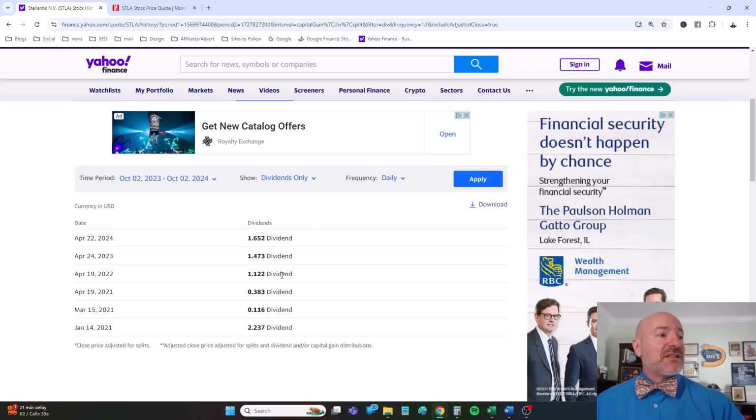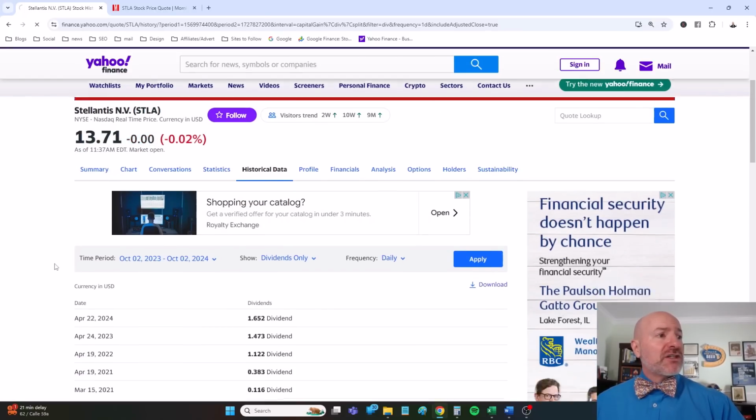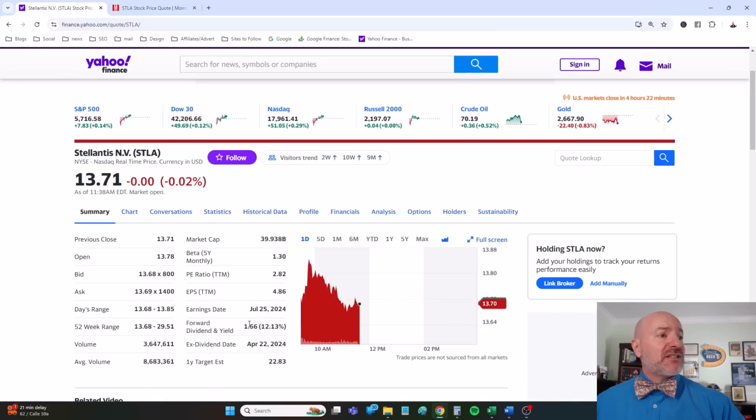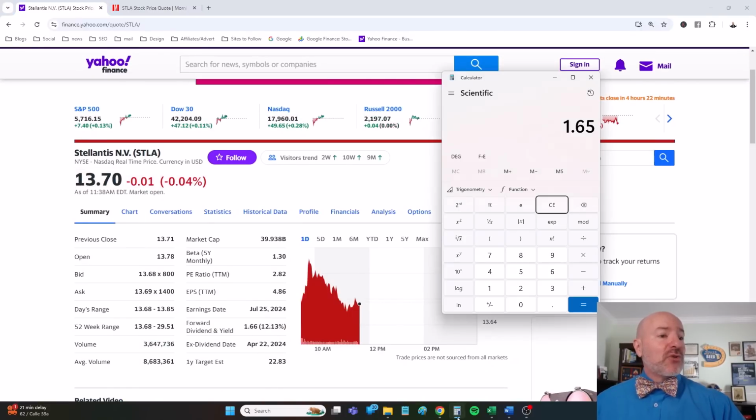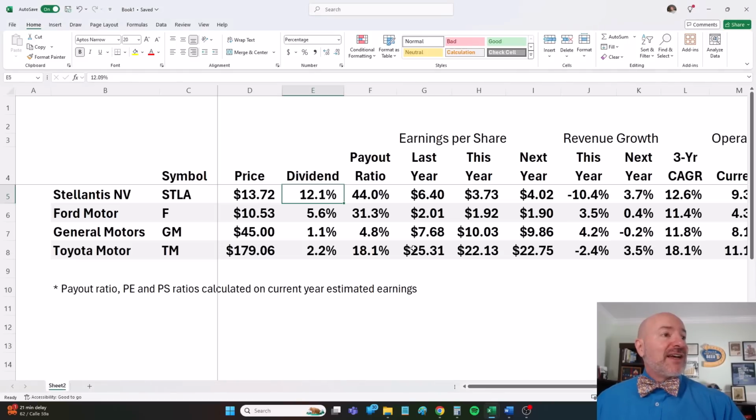Of course, you can see that the dividend has grown over the last few years, so you can look at dividend growth with those measures there. But we're going to take this $1.65, $1.66 that they've said is the forward dividend, and divide it by the stock price. So $1.65, we got it right there, divided by 13.70. That is our 12% dividend yield. Again, I would not expect that to continue for them, but we'll see how that goes.